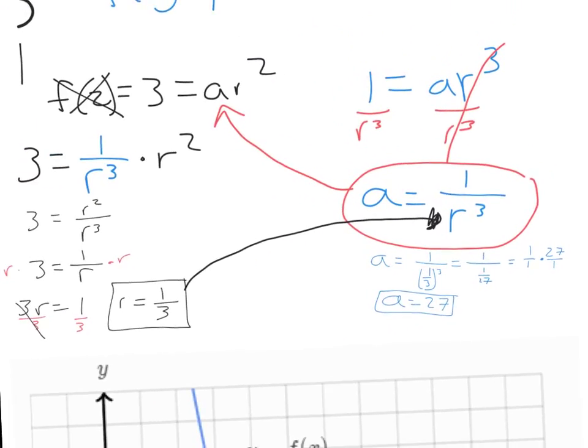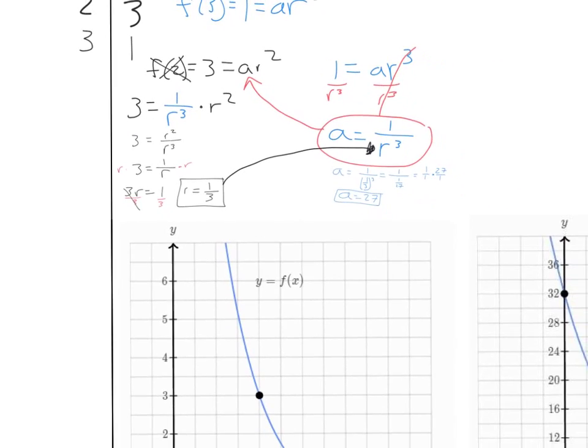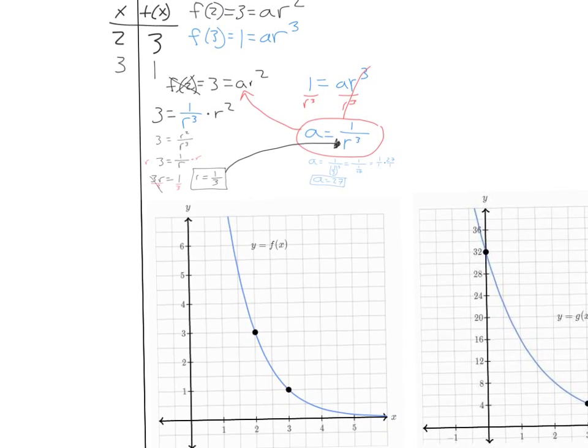So my a value is 27, which now if I go and look at my graph, remember that my a value is my initial value. That's where it would start here on the y-axis, and it sure looks like it could be way up here somewhere by where 27 is, so that makes sense.